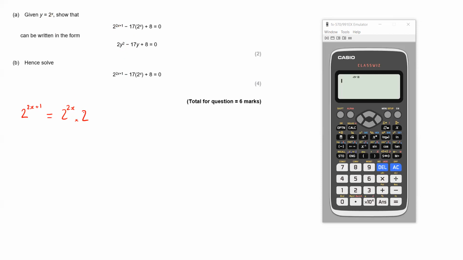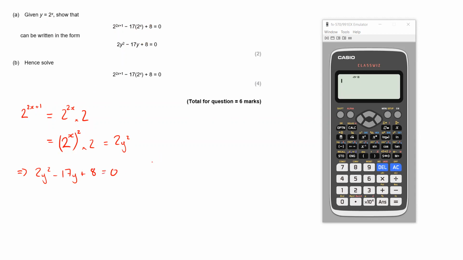So here we've got 2 to the 2x times 2, which can also split up to 2, and then this one can be 2 to the x all squared. So that's like 2x, and then times 2. In other words, this is 2y squared. You want to be thinking about that in your head, but you're showing a little bit of how this breaks down. 17 times 2 to the x is just 17y, and then this plus 8 is the same. So you want to physically show that, so then that implies that it can be 2y squared minus 17y plus 8, and that's equal to 0.